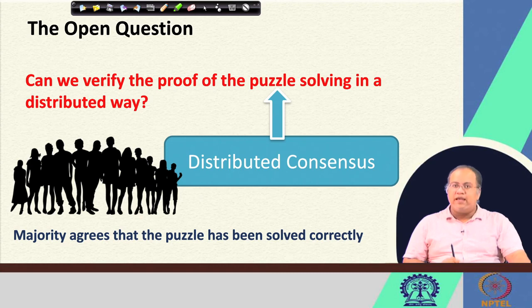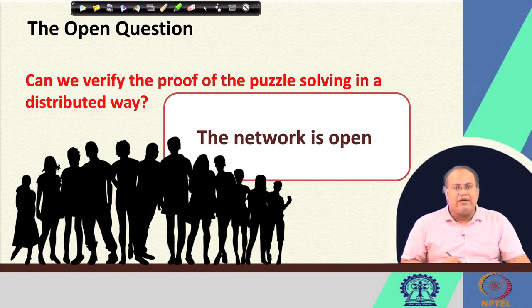Now, we stopped by asking this question: can I use the classical distributed system literature to apply the consensus algorithms that have been proposed or utilized in the context of distributed systems? So, one of the major requirements for cryptocurrencies is that the network is open.